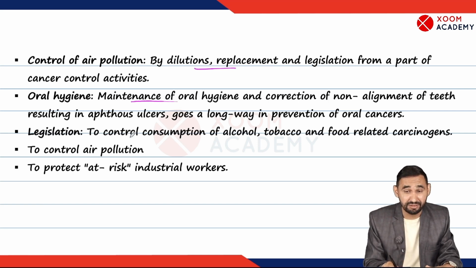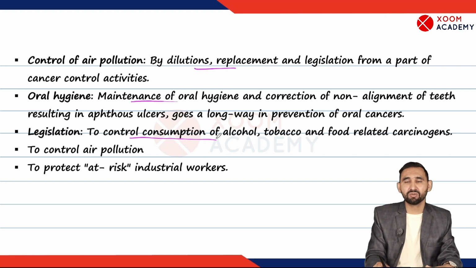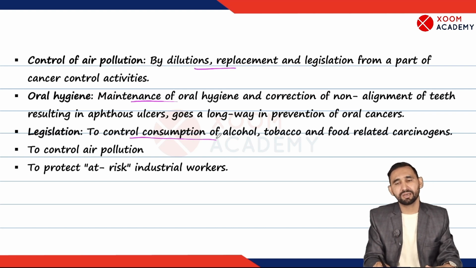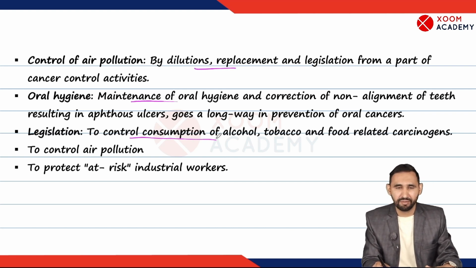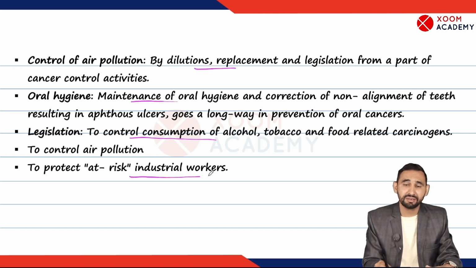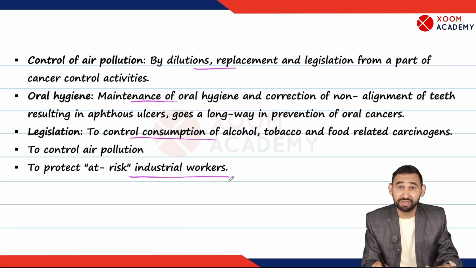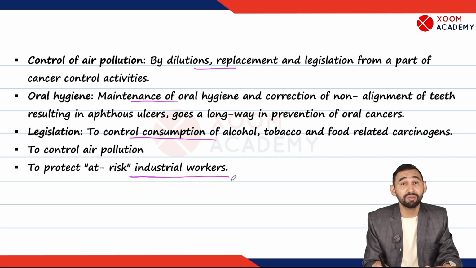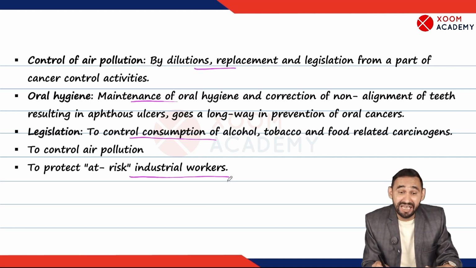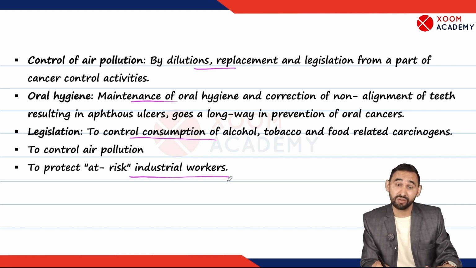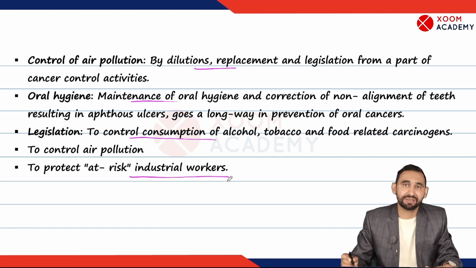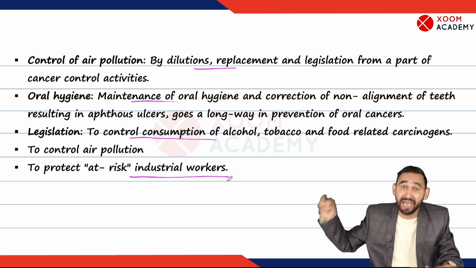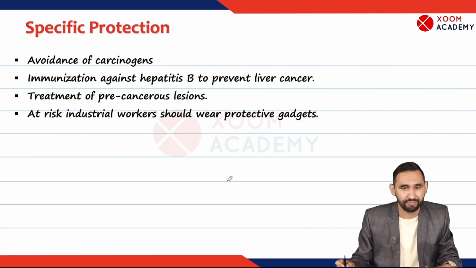Legislation is mandatory to control alcohol consumption, tobacco consumption, and food-related carcinogens. High-risk industrial workers should be monitored. Surveillance should be done. Annual and periodic medical examination should be done in industrial workers. There should be emphasis on occupational health. We can control this if we can reduce the risk factors. Risk factors can be minimized, disease can be minimized, and the burden can be reduced.